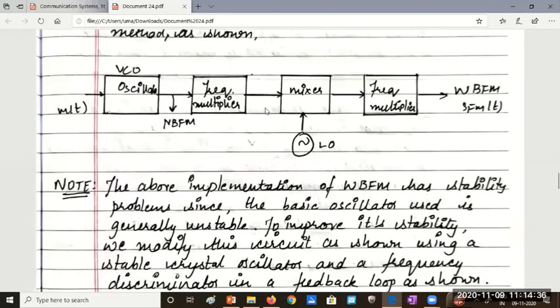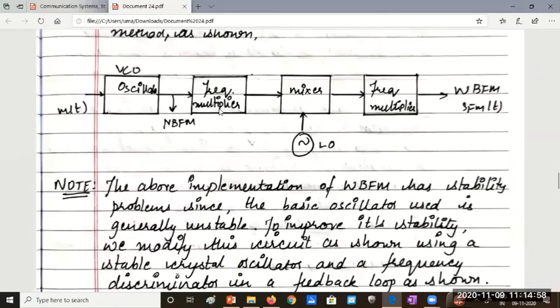And what would be there? Any guesses what would be there in the frequency multiplier? All drop in your USNs. All of you, please drop in your USNs. Any guess what would be inside a frequency multiplier?